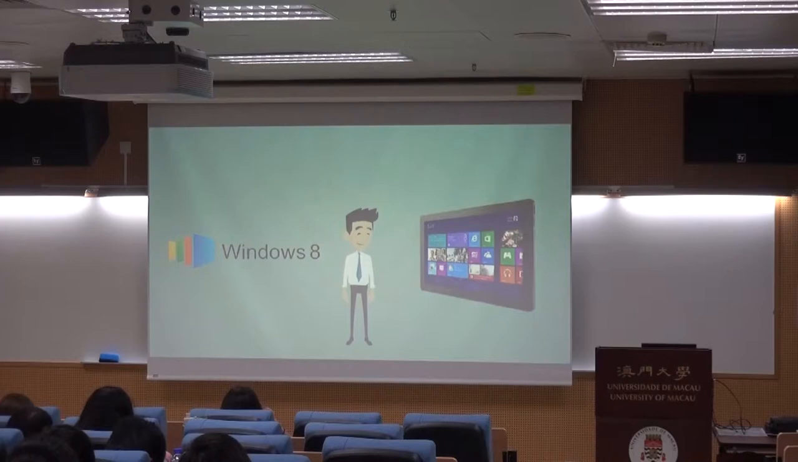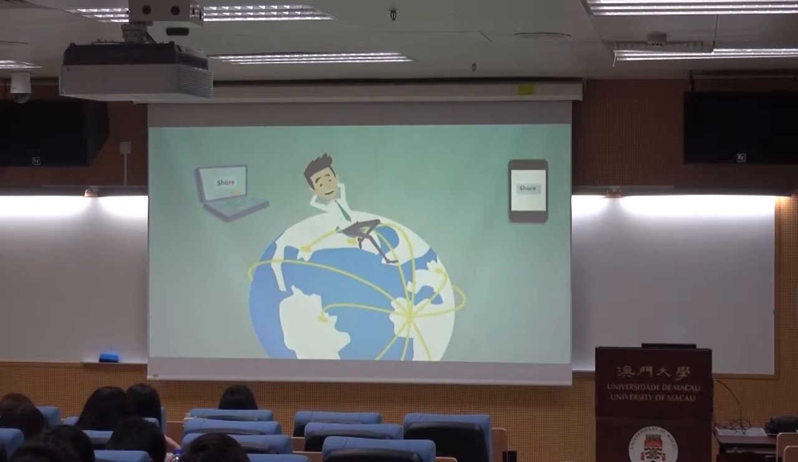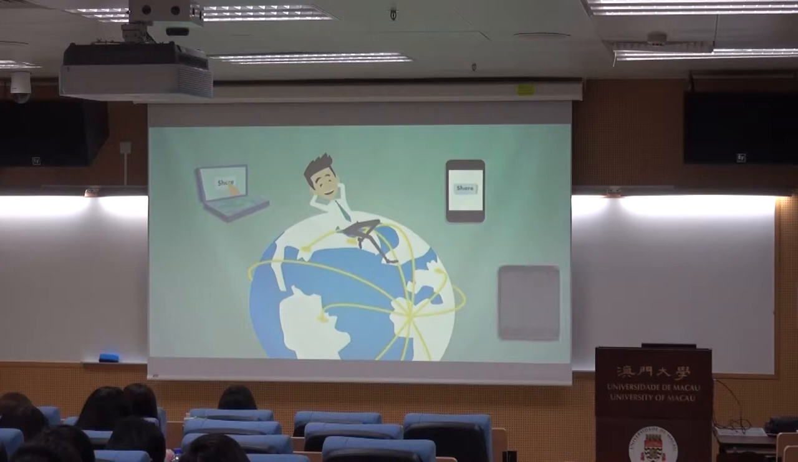Web 3.0 also allows a thing we call hyperconnectivity. What this really means is that everything is starting to be interconnected through the internet. There are already twice as many devices connected to the internet than people in the world, and it is set to increase to 6.5 per person by 2020.